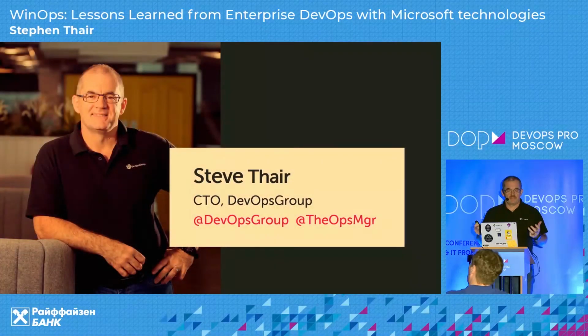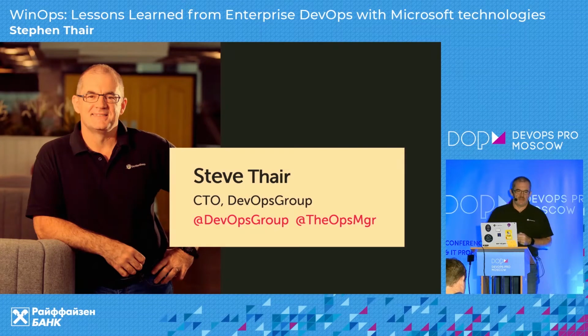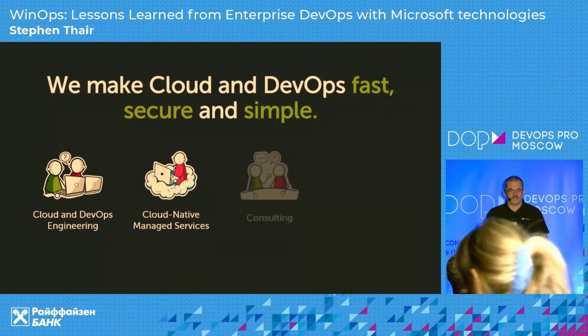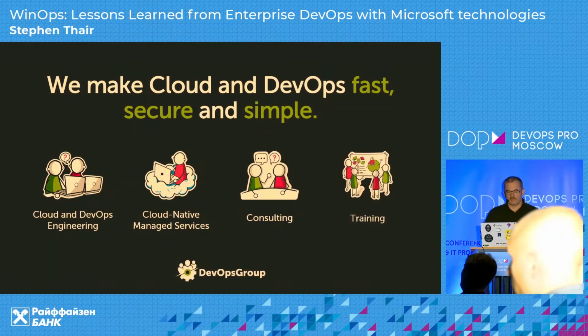So my name is Steve Thayer. I'm the CTO and co-founder of a consulting firm in the UK called DevOps Group, and we help organizations adopt cloud, agile, and DevOps at scale. We like to say we make the cloud fast, secure, and simple.